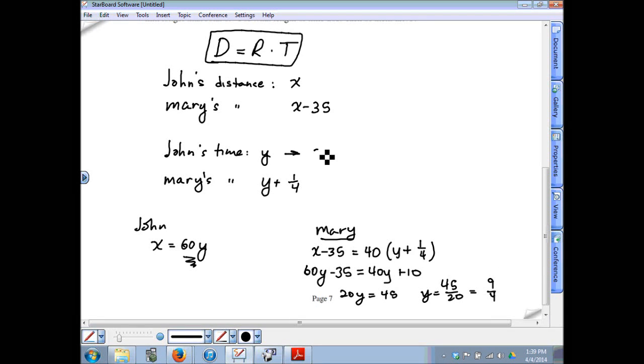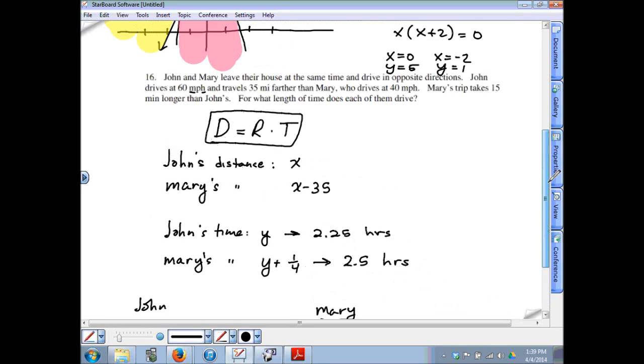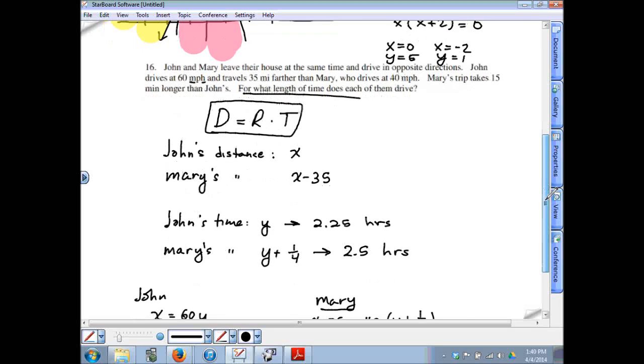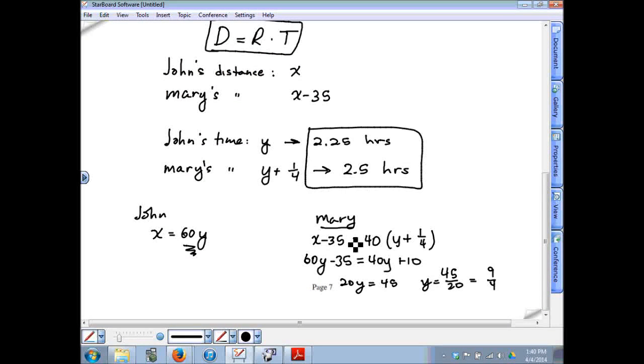So John, 2.25, 2 1/4 hours. Mary's time then is going to be a quarter of an hour more than that. So that's going to be 2.5 hours. And that's what it was asking for: what length of time does each of them drive. It doesn't matter how far they went, it just wants to know how long. So John went for 2 1/4 hours and Mary went for 2.5 hours.